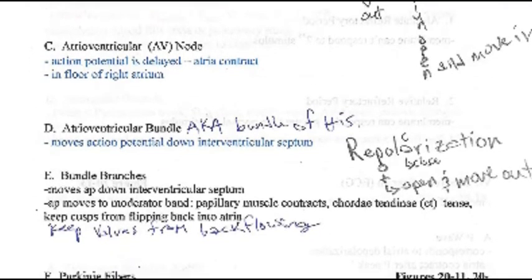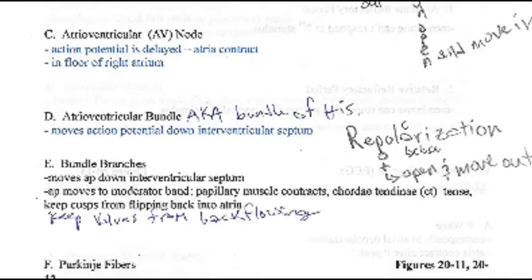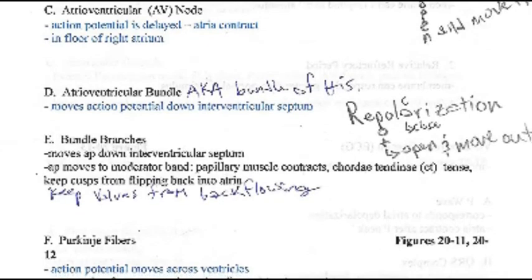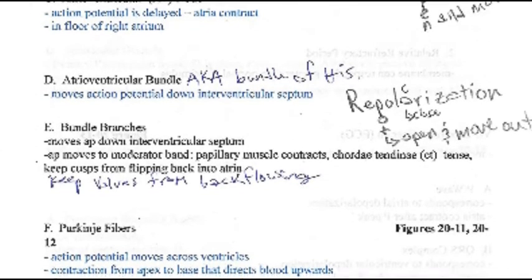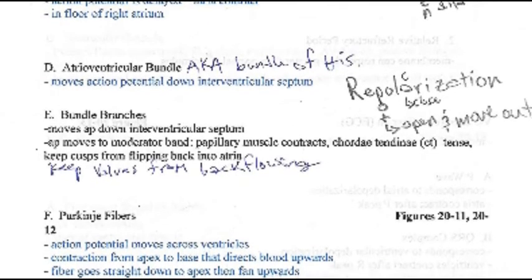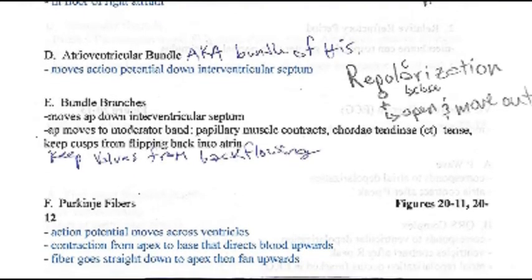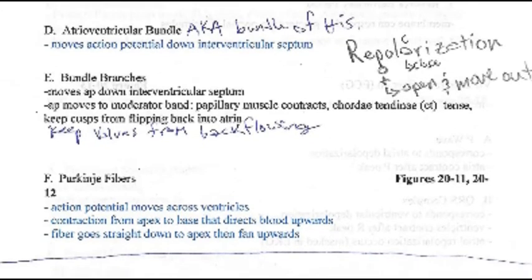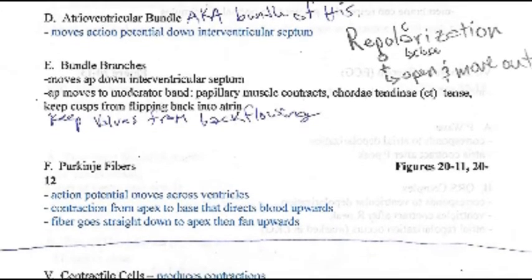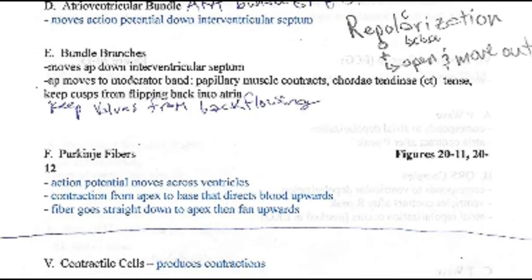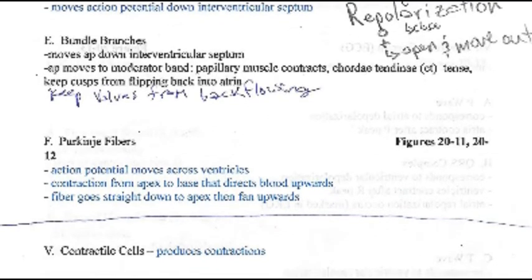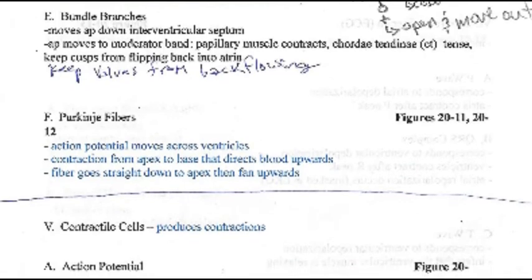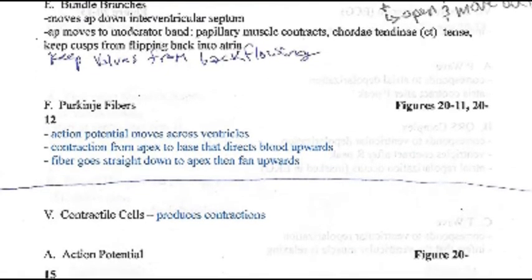Bundle branches. These move the action potential down the interventricular septum. The action potential moves to the moderator band. Papillary muscle contracts, chordae tendineae tense, and they keep the cusps from flipping back into the atria. This keeps the valves from backflowing. Purkinje fibers. This is where action potential moves across the ventricles.